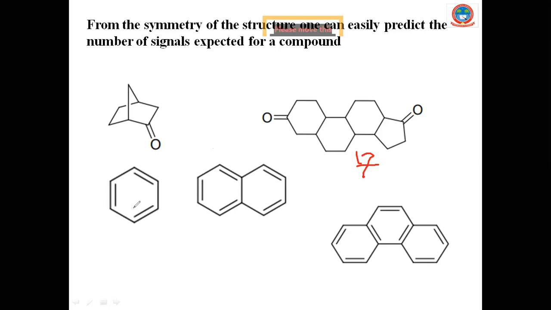What about this? What about this? One signal. What about this? 1 2 3 4 5 6 7 8 9 10. 5 signals. Okay, 5 signals. Anyone other than 5?